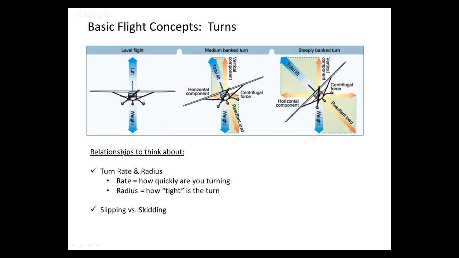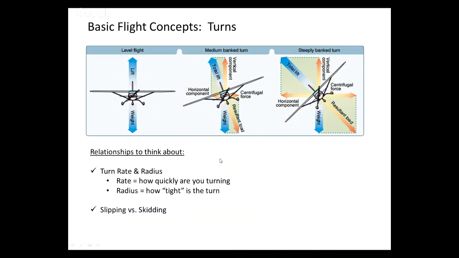You also want to become familiar with turn rate and radius. Radius is probably an easy one to understand. If you've got a large radius turn, it's not as tight as a small radius turn. To execute a small radius turn, you would have to have a higher bank angle to complete the turn quicker. And then that goes into the discussion on rate.